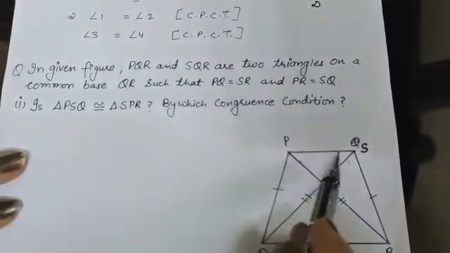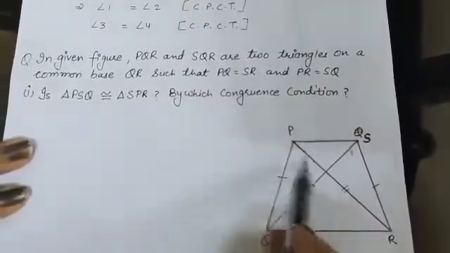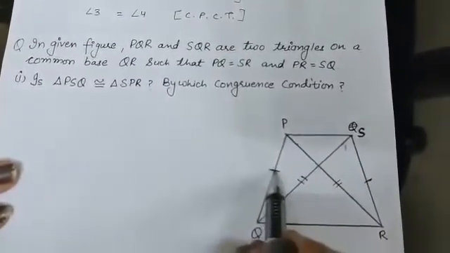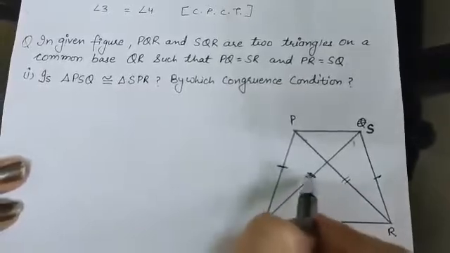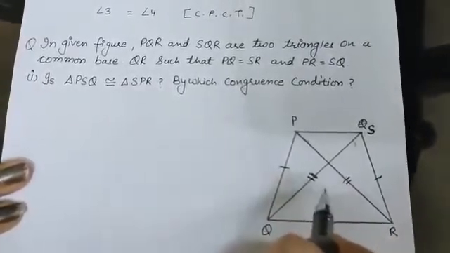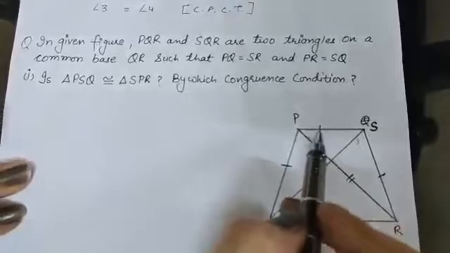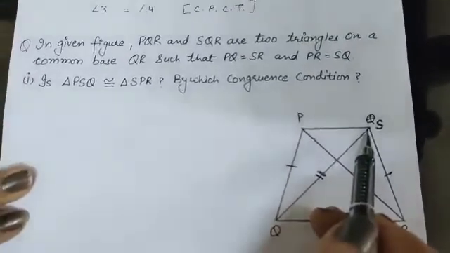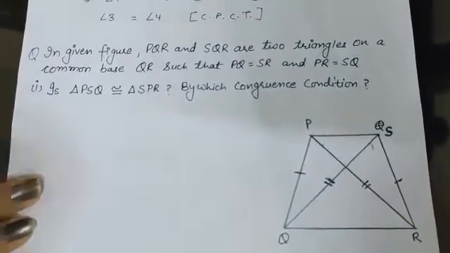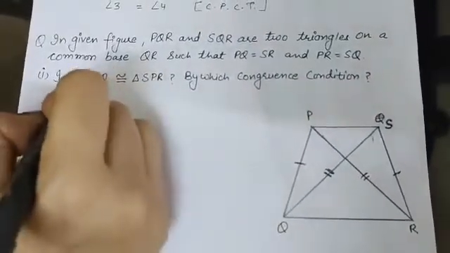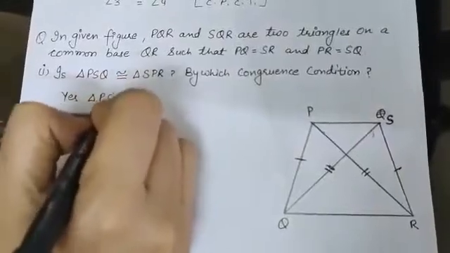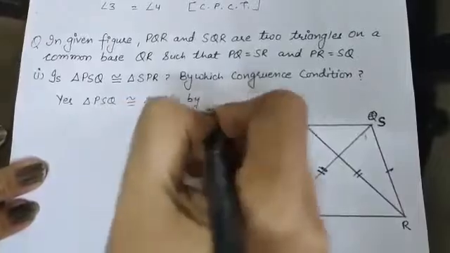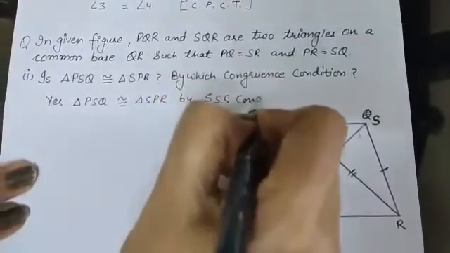See, to prove these two triangles congruent, this triangle as well as this triangle, first this side is equal to this side, that is given to us. This side is equal to this side, that is also given to us. And PS is the common side for both the triangles. So by SSS congruence condition, because we have taken the three sides, we will say yes, triangle PSQ is congruent to triangle SPR by SSS congruence condition.